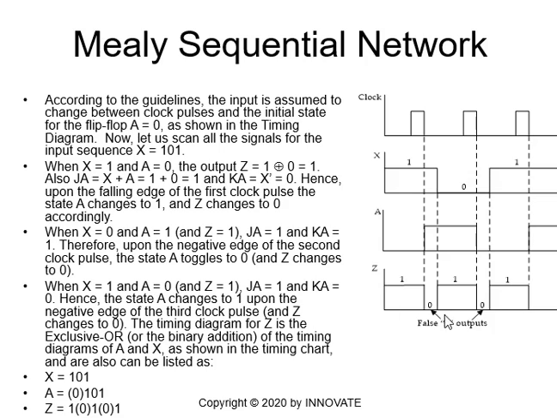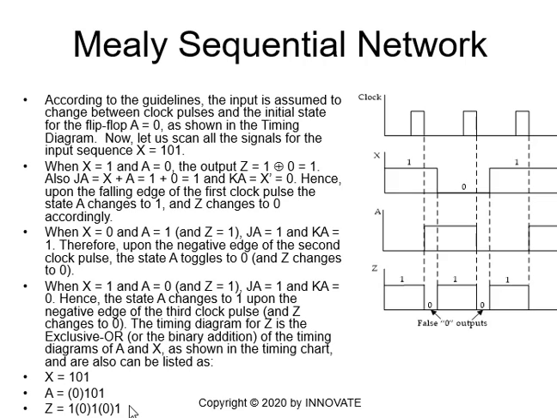So clearly we get two glitches, two false outputs. For the input X 101, A is initially 0, then 101, 0, 101, and Z is 1 initially, then gives me a false 0, then 1, then a false 0, then 1. So this is the full analysis of the Mealy sequential network, and we get two glitches by tracing the signal.